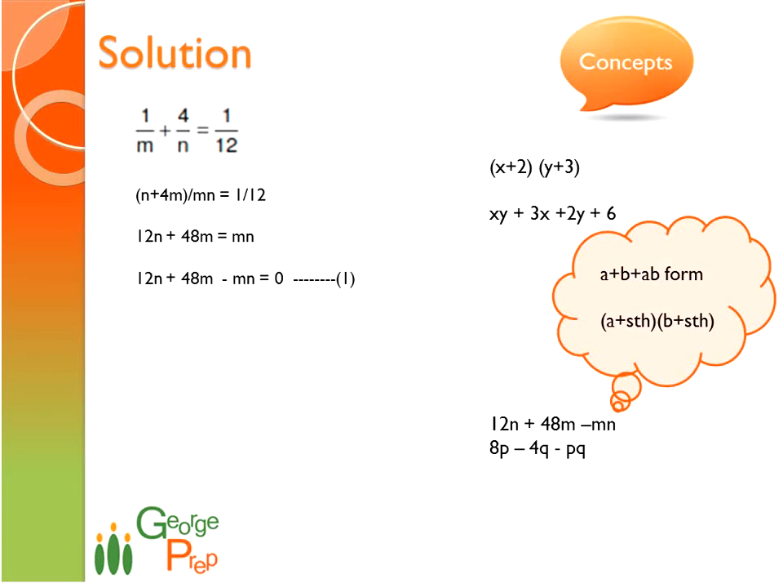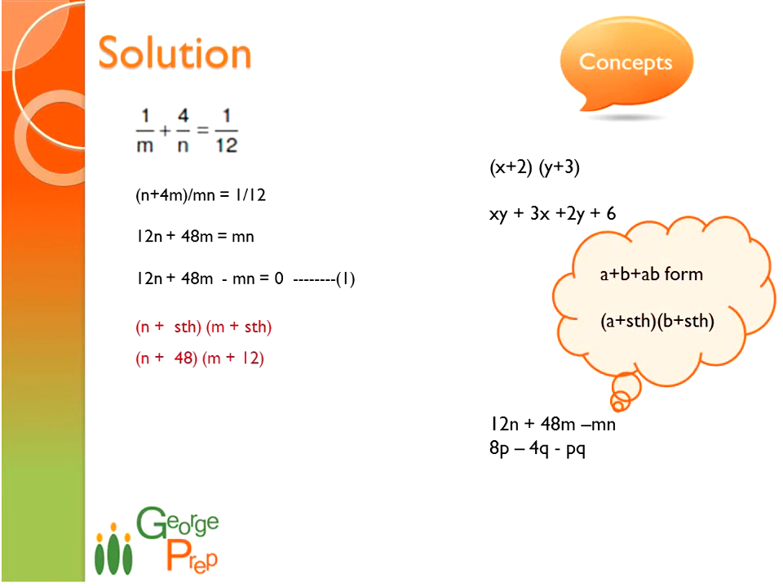So now let's get back to our expression. We have got n, m and mn. So we can write it as (n plus something) into (m plus something). So what are these somethings here? See, we have 12n, right? So that something inside m's bracket should be 12. We have 48m, so that something inside n's bracket should be 48. So it should be (n plus 48) into (m plus 12).